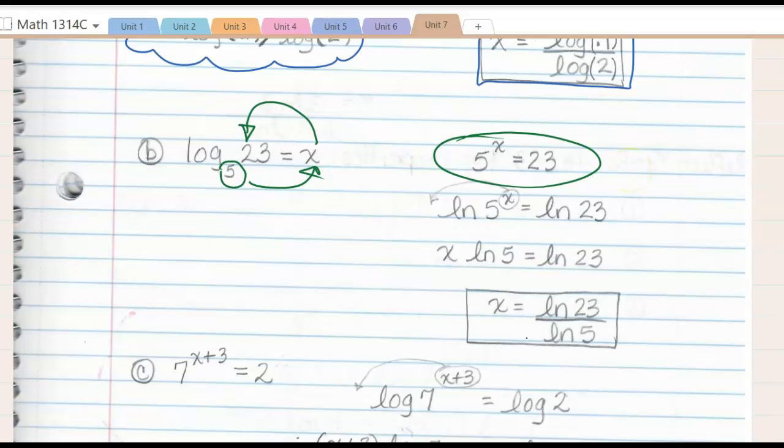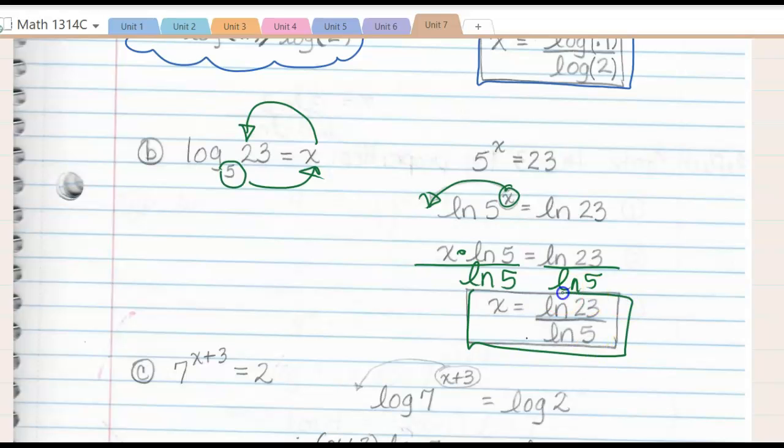Now I'm going to take the natural log of both sides. So I have the natural log of 5 to the x is equal to the natural log of 23. Using the third property of logs, I'm going to bring my exponent to the front. So now I have x times the natural log of 5 is equal to the natural log of 23. Divide both sides by the log of 5. And you can see what I get here for x.